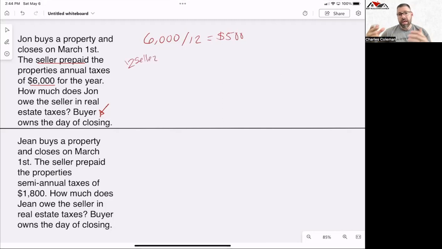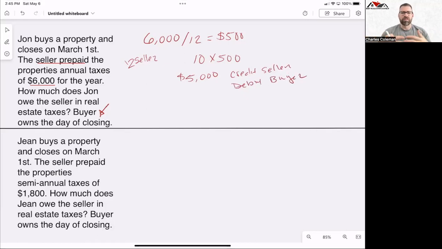And that means 10 months are going to go to the buyer. The buyer's going to own the property and the buyer owns the day of closing. So that's how we know that from March to December, that is all going to be the buyer's time. So now we're going to take those 10 months that are left and multiply that by $500. And that gives us $5,000. And that's going to be a credit seller, debit buyer.